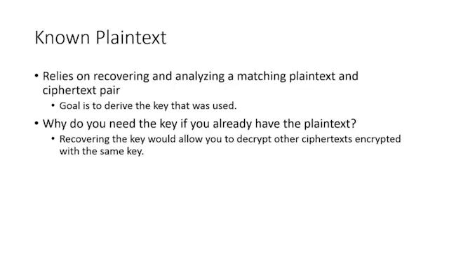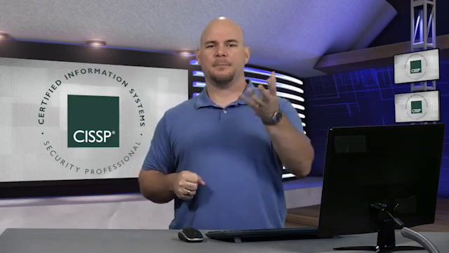We also have a known plain text. This relies on recovering and analyzing a matching plain text and ciphertext pair. So what we're trying to do is get the key that was used, right? Somehow we get the ciphertext, sniffing the wire. It's ciphertext. It doesn't mean much to us, and that's okay right this second, because we're going to try to compromise the other machine, right? So I run a man-in-the-middle attack. I get the data. Great.